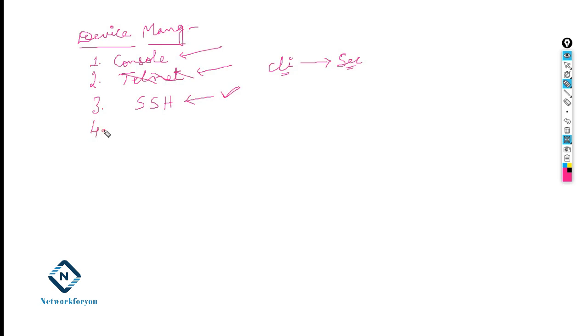Then after that we have SNMP, Simple Network Management Protocol. With this one also we can do some configuration. Most of the time we use SSH. Sometimes at the starting time we use the console. Sometimes we use Telnet also, but most of the time we will use SSH. We are going to discuss SSH later, but now we need to remember the Telnet we did yesterday.